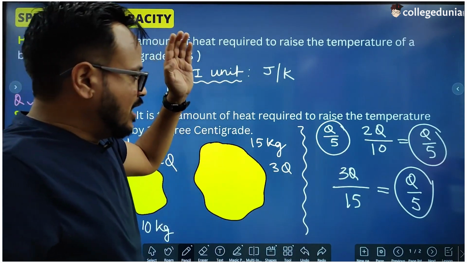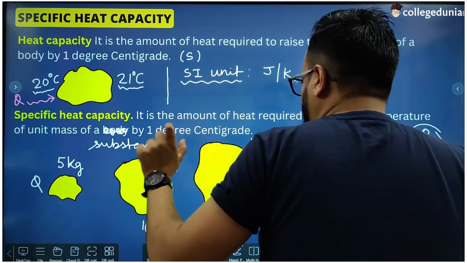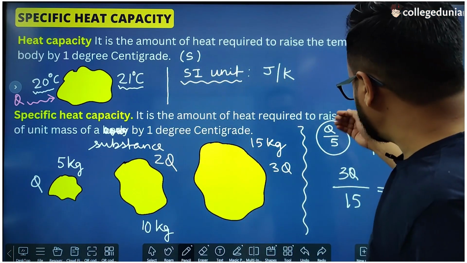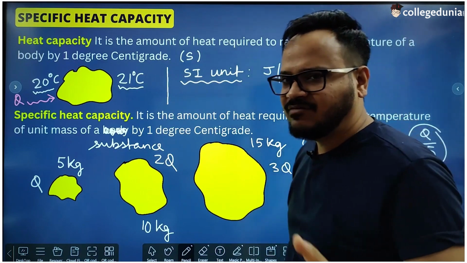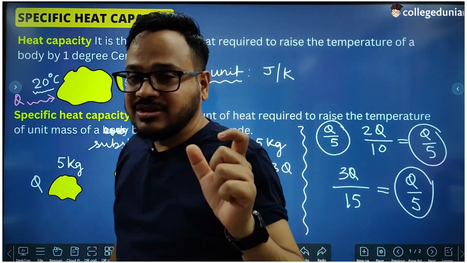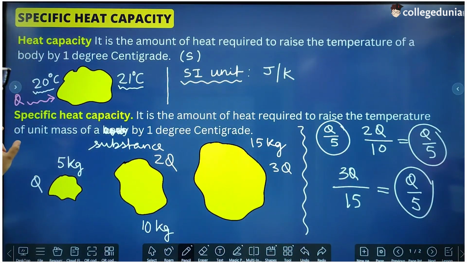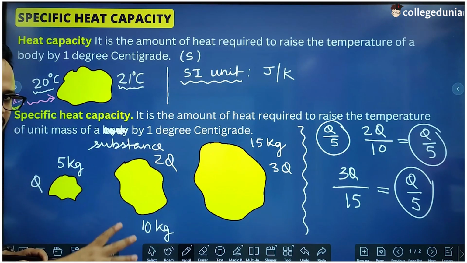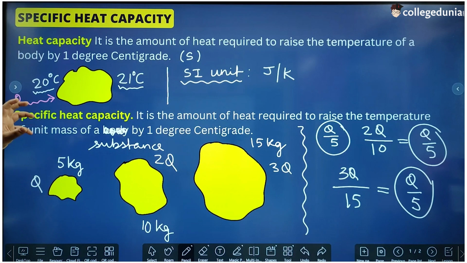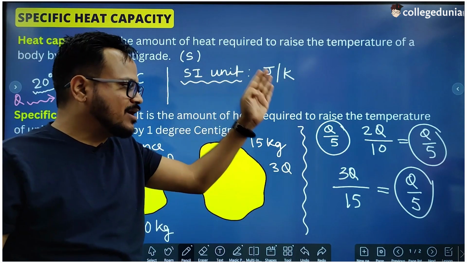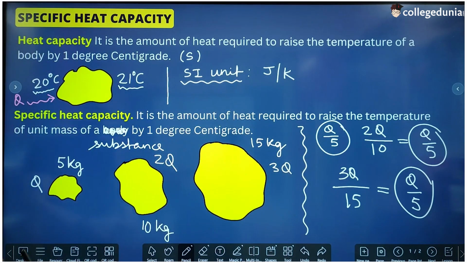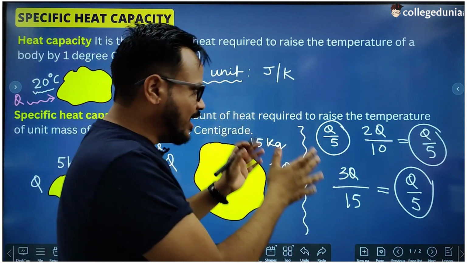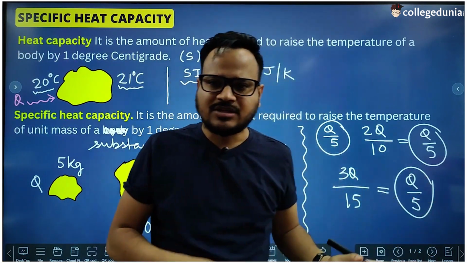So in all the three cases, the amount of heat required to raise the temperature of 1 kg of copper is Q by 5, Q by 5, Q by 5. That means it has the same value. So this value is called the specific heat capacity, and it is the property of the material, not the body. We will say that the specific heat capacity of copper is Q by 5, whether the body is this or this or this, because this is the heat required to raise the temperature of unit mass of the substance.